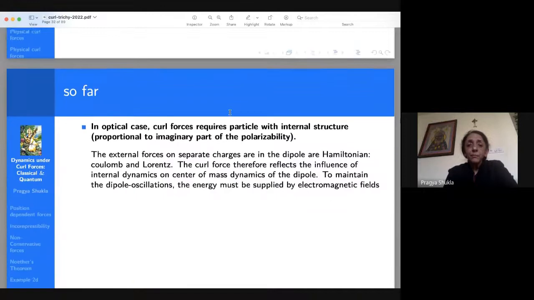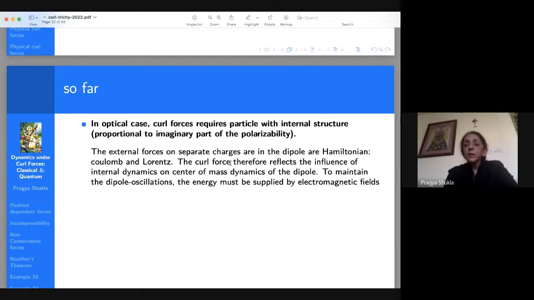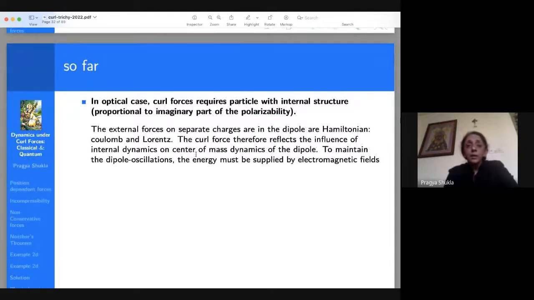Okay. The external forces on the separate charges in the dipole are Hamiltonian, Coulomb and Lorentz. The curl force therefore reflects the influence of internal dynamics on the center of mass dynamics of the dipole. To maintain the dipole oscillations, the energy must be supplied by electromagnetic fields. Otherwise, after some time, the dipole oscillations will stop. So in that sense, electromagnetic fields are preserving the volume, are satisfying the Liouville equation.